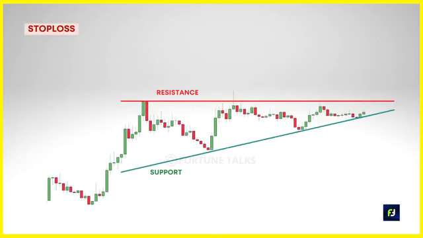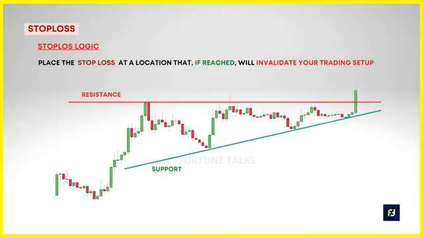Now we will learn how to set a proper stop loss so that you don't get stopped out too early. Now it doesn't matter whether you are trading the ascending triangle, breakouts, pullbacks, etc., because the concept is the same. Your stop loss must be at a location that if reached will invalidate your trading setup. Now this means if the market hits the stop loss, you will automatically know you are wrong.